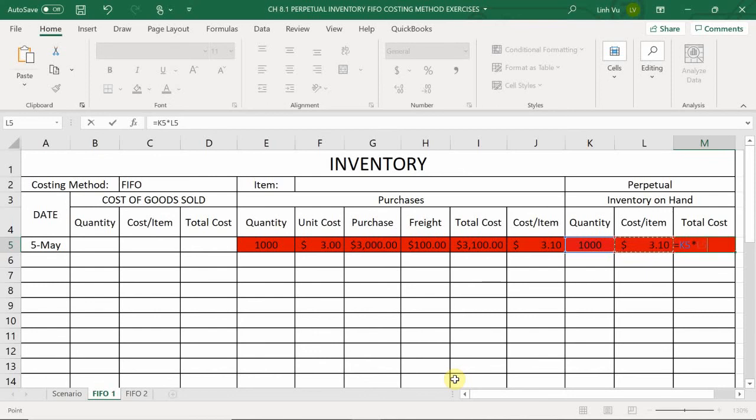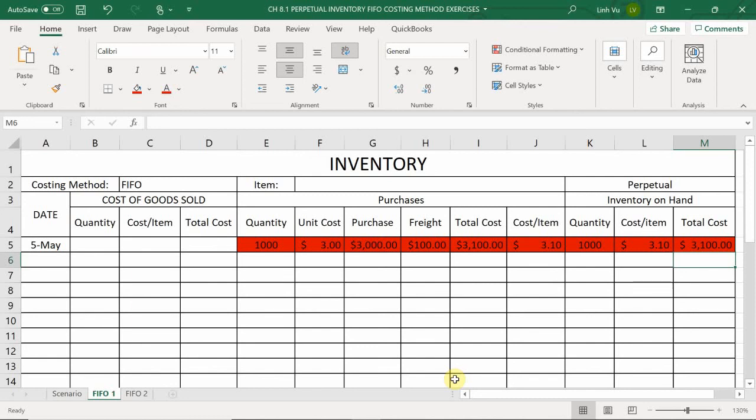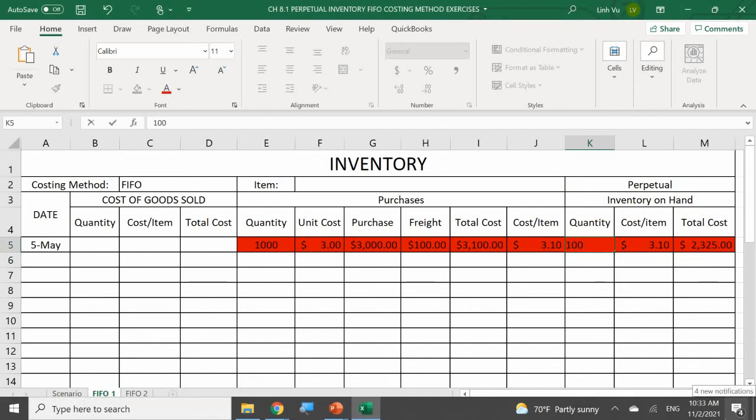Because my cost per item is going to be consistent because of the idea of FIFO. So my formula, I'm going to keep it on my right side, on the total cost. So every time I change my quantity, so if I make it 750, it's going to automatically calculate how much 750 times $3.10 equals, okay? So I'm going to put this number back, because we still have 1,000 units at $3.10 each, which gives me a total of $3,100. Okay.